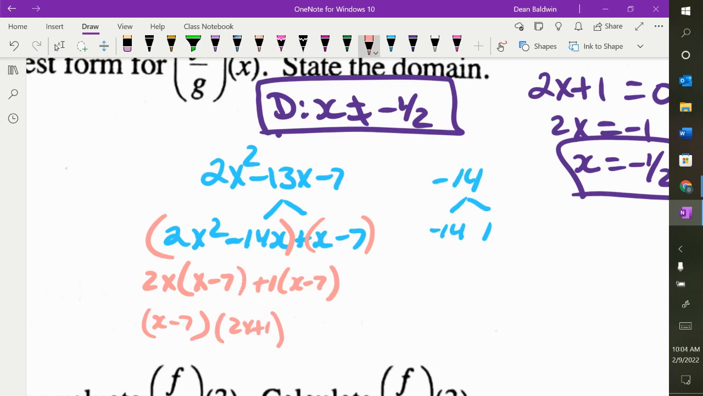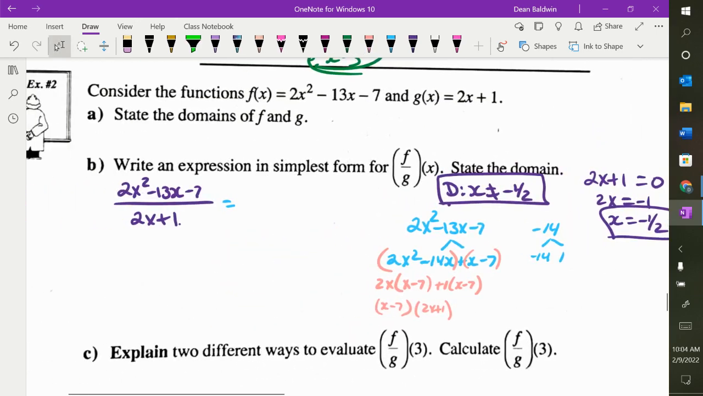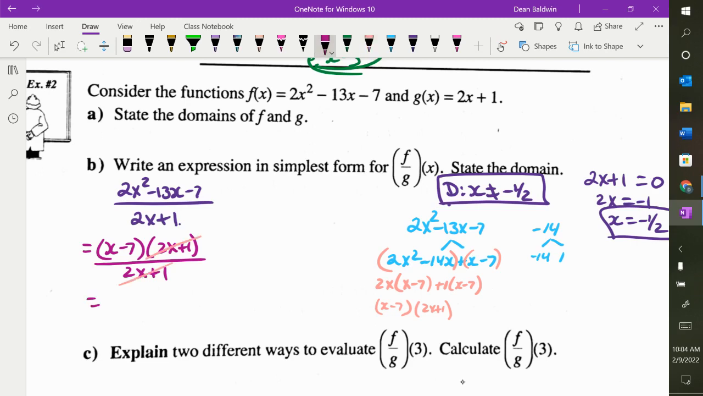All right, so that's my factored form. So I put that back. I'll do it right below. So the top becomes x minus 7, 2x plus 1 over 2x plus 1. What disappears? The 2x plus 1s. And you're left with x minus 7.